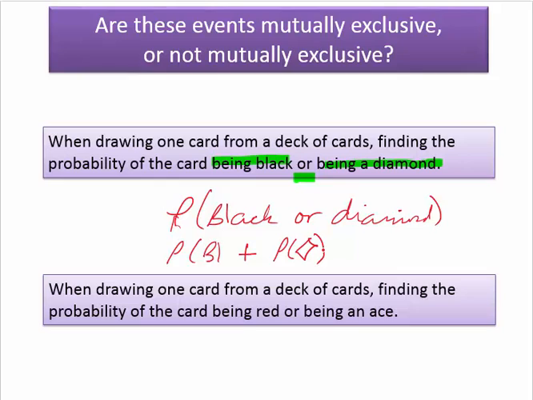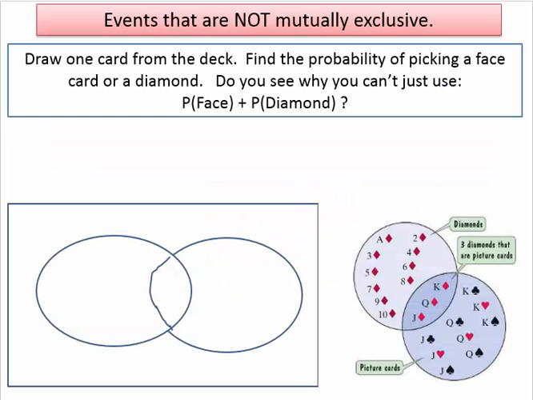Okay, but if you read the next one, when drawing one card from a deck of cards, find the probability of the card being red or being an ace. Well, aren't there some aces that are red? So that complicates the problem a little bit. Those are called not mutually exclusive, so I'll teach you how to do problems that are not mutually exclusive.